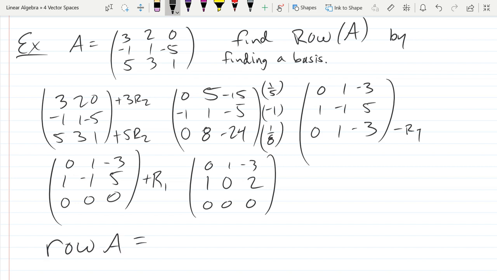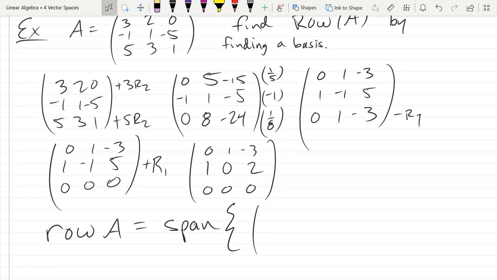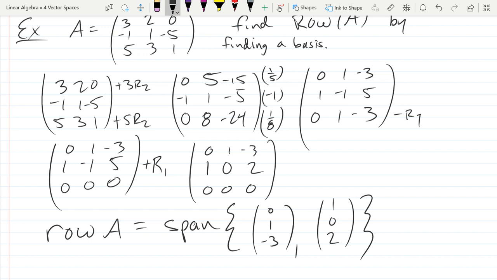So row space of A is the span. Now we're looking at row space here, so I am taking rows. So our first vector will be the first row, 0, 1, negative 3. Second vector, 1, 0, 2. Try to get your bases to have vectors with more coordinates that are 0. So I did my last row operation so my second basis vector would look a little nicer. Not necessary, but if you try to find a linear combination, your life will be a little easier if you have more zeros in your basis vectors.